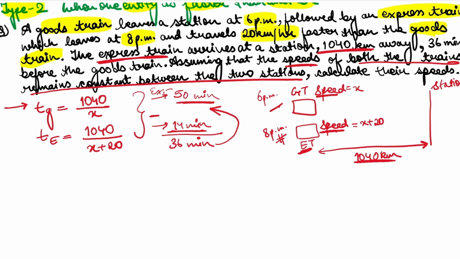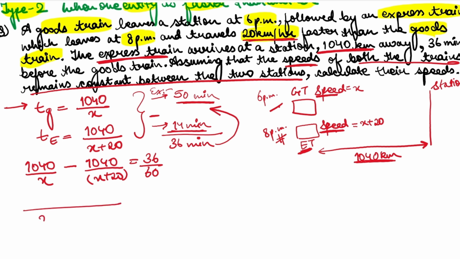So in that case what will happen, we will subtract the time taken by both the trains, that is 1040 by x minus 1040 by x plus 20, which becomes ultimately equal to 36 minutes. Now you need to check the units of all the given quantities. You have 20 kilometers per hour. The standard unit of time is basically hours itself, so we'll take it as 36 by 60. Now again we'll take the LCM, that is x into x plus 20, and then you have 1040.